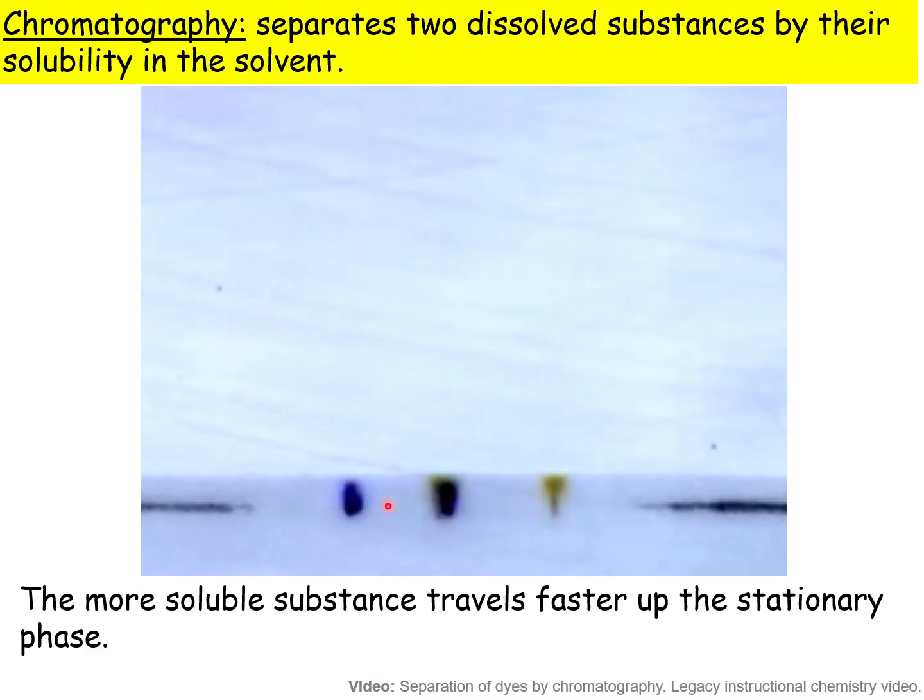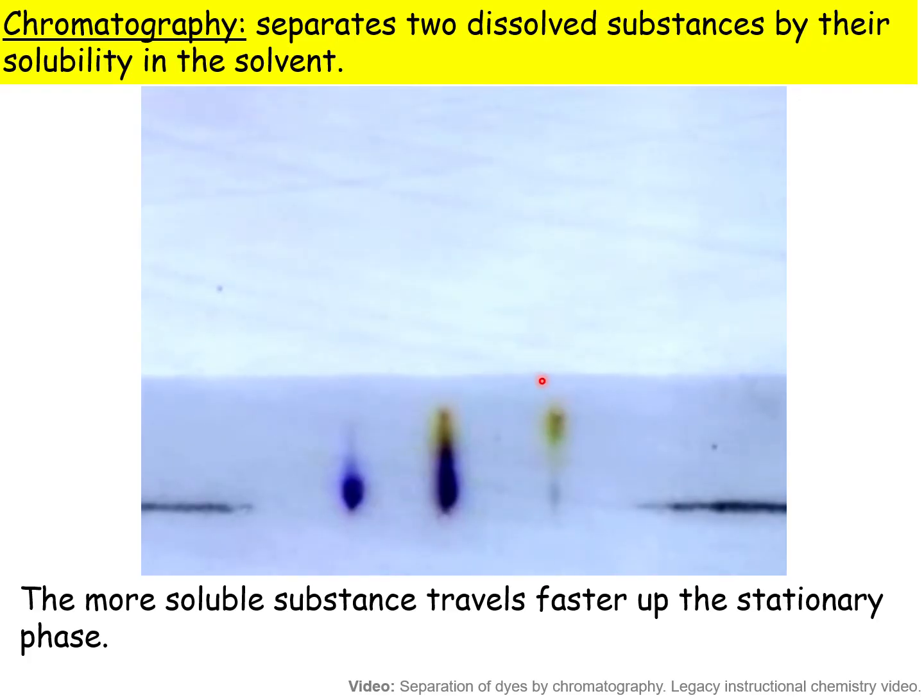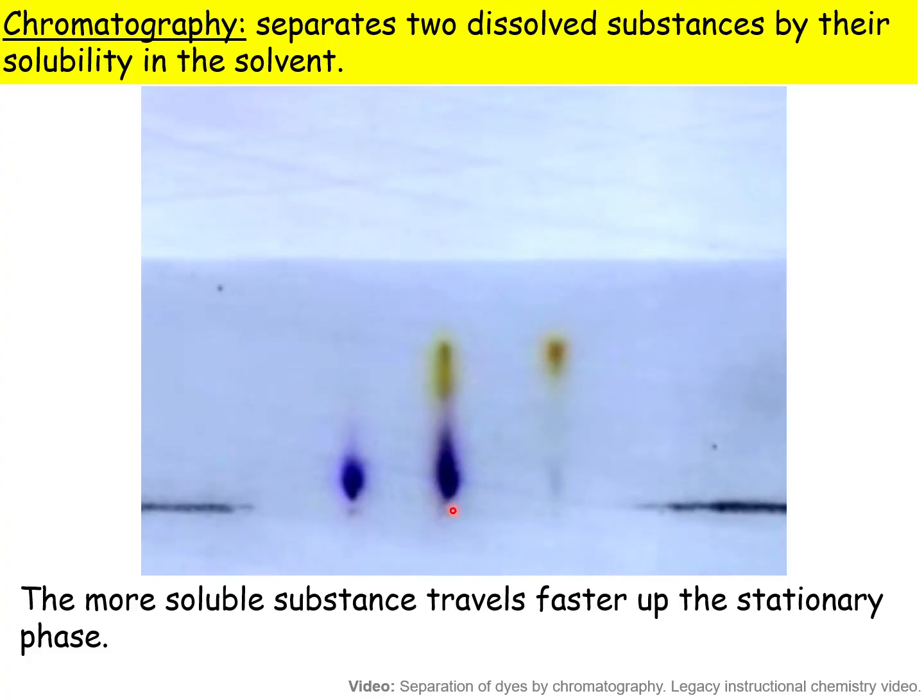So this darker level is the solvent, and you can see that the yellow dye is pretty soluble in the solvent. It's traveling almost as fast as the solvent is. But this blue dye does not want to dissolve in that solvent. And so our mixture here, we're going to be able to eventually separate the yellow from the blue.